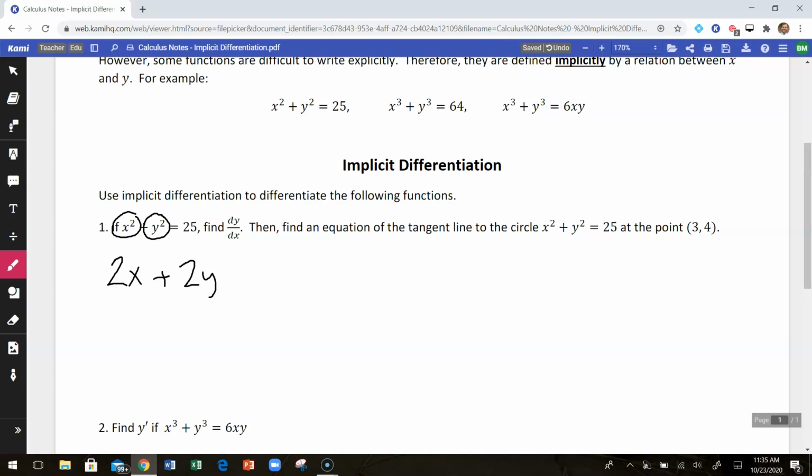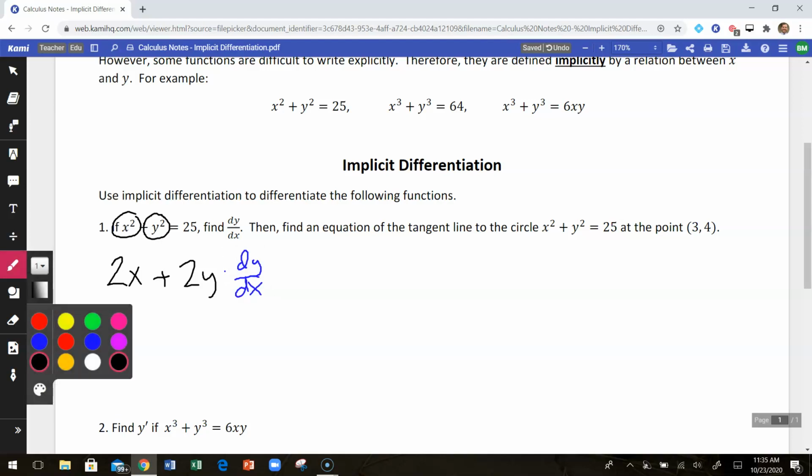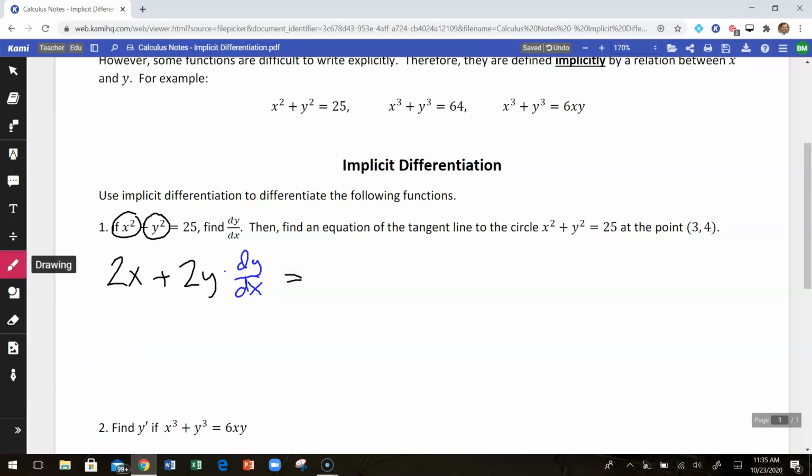We don't know what the derivative of y is because we're doing the derivative with respect to x. I know the derivative of x is 1, but I can't say the same is true about the derivative of y. So every time you do a derivative and the term has a y in it, you do the normal rule as if it were x, but then multiply by dy over dx. And the derivative of 25, a constant, is 0.